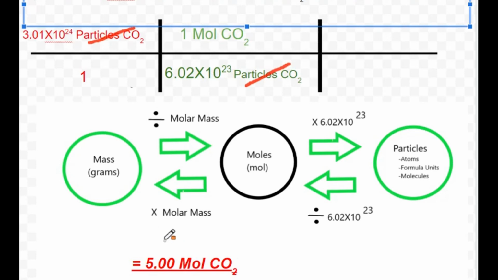Now my calculator said 5. I want to round to 2 decimal places, so I put 5.00 moles of CO2. Practice using your calculator, making sure that you are comfortable, because oftentimes that's where the errors lie. And if you continue to practice using the calculator, you'll get the hang of how to get the correct answer.